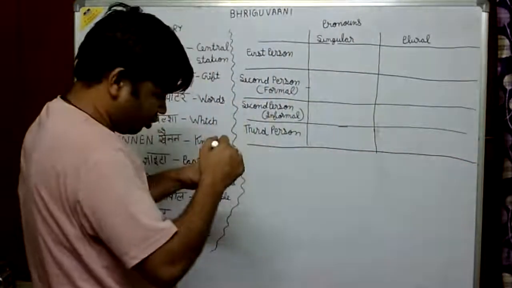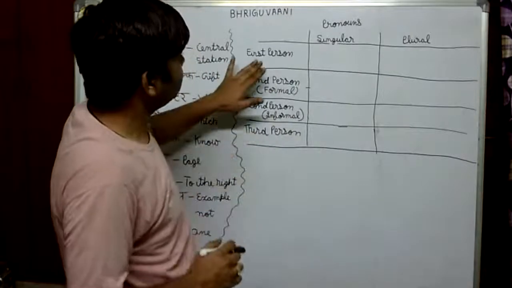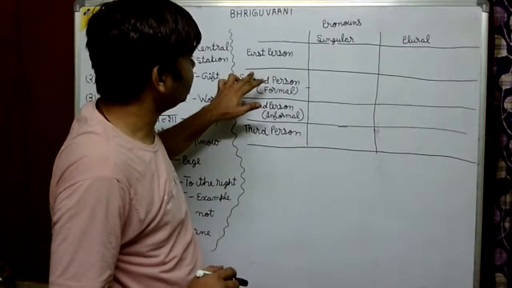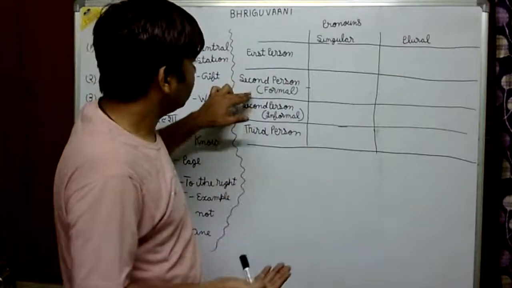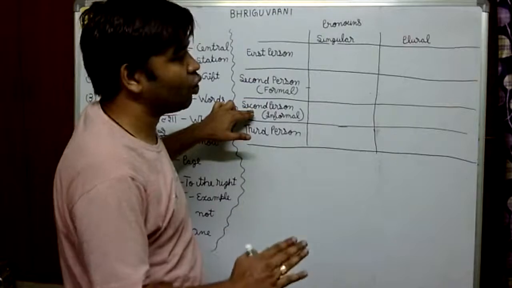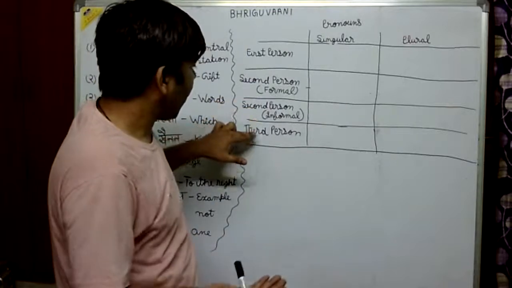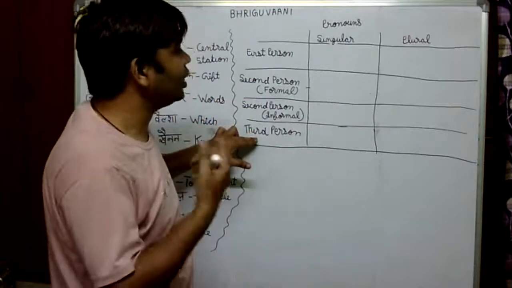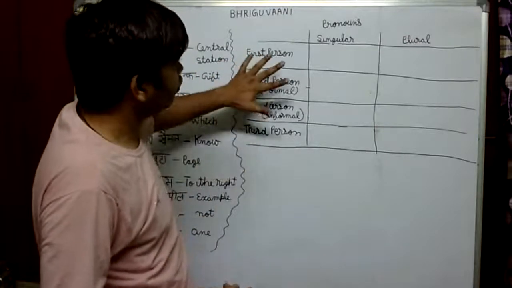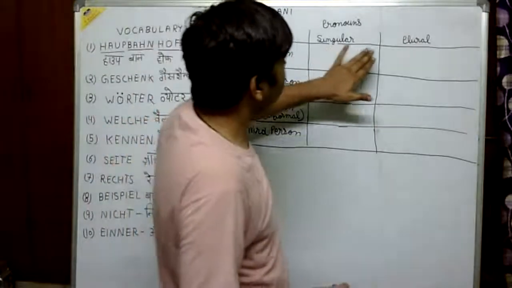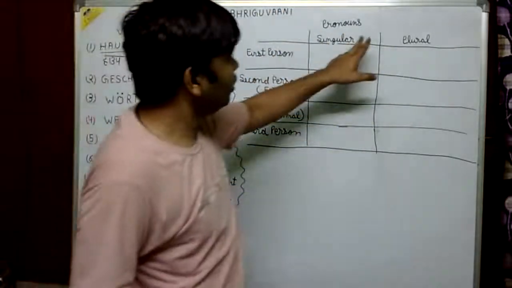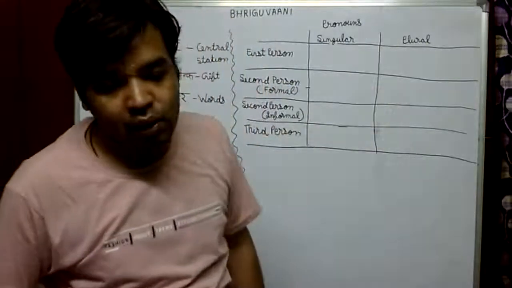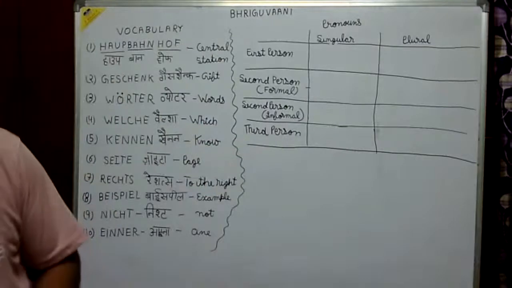Okay, so we have four rows. The first row is for first person, the second row is for second person when we call the second person formally, the third row is for second person when we call the second person informally, and the fourth row is for third person. For these four rows we have two columns, singular and plural. Now let's begin the pronouns that we are going to learn.